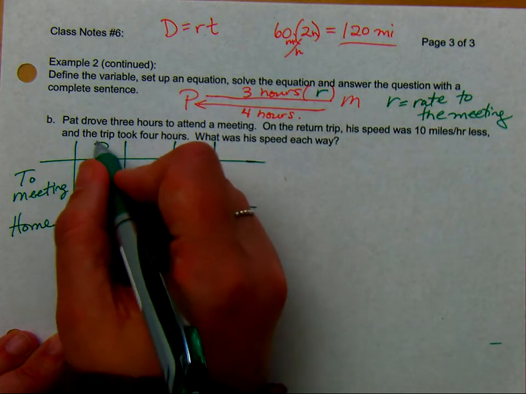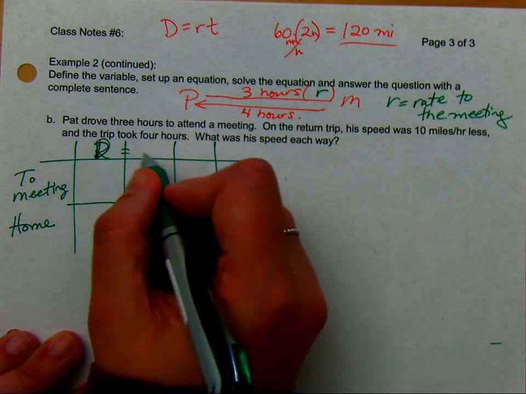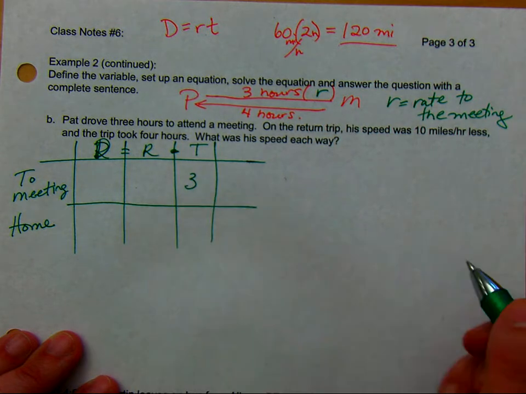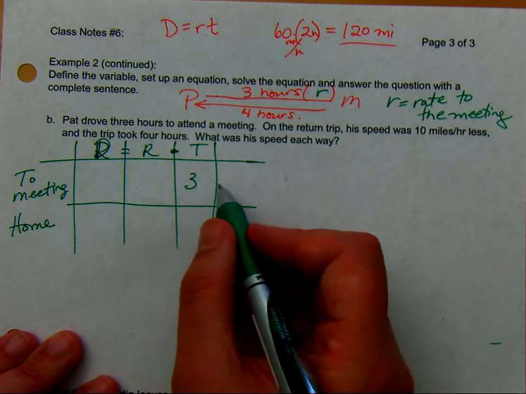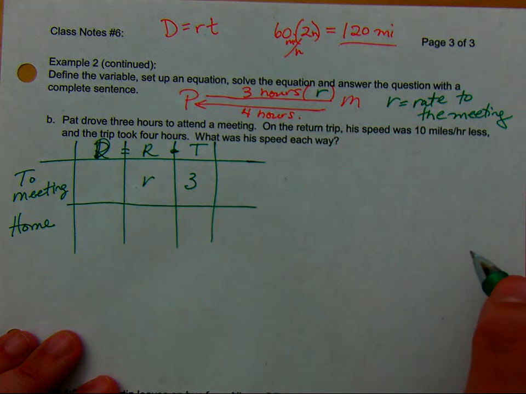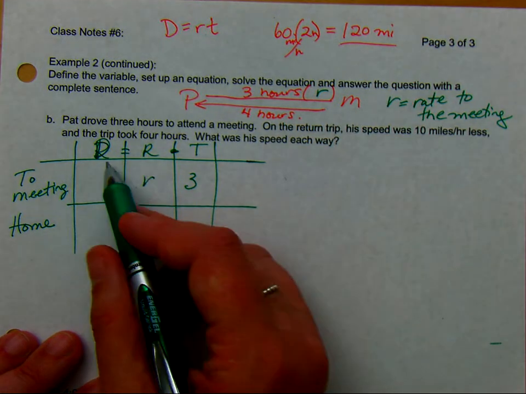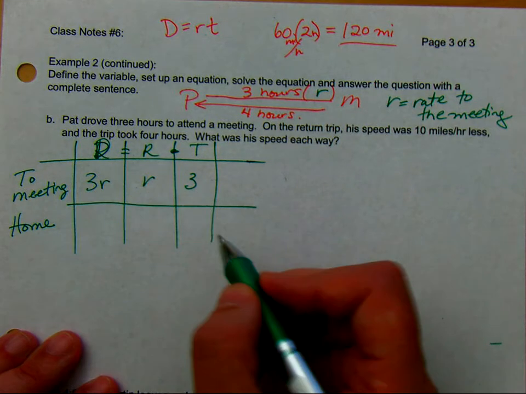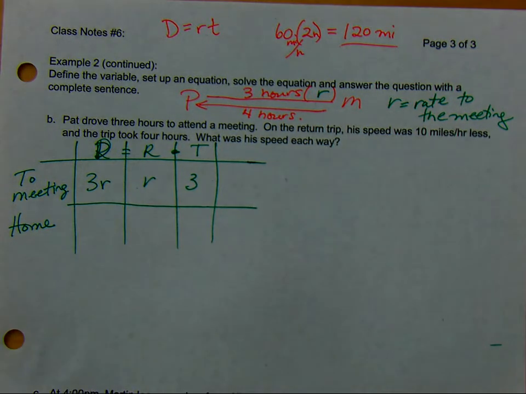Distance, this is a D, equals the rate times the time. We know the time was 3 hours to go to the meeting. We don't know the rate, so that's where we're using a variable R. The distance is going to be the rate times the time. So 3R is how far he went. They didn't tell me anything about the distance.